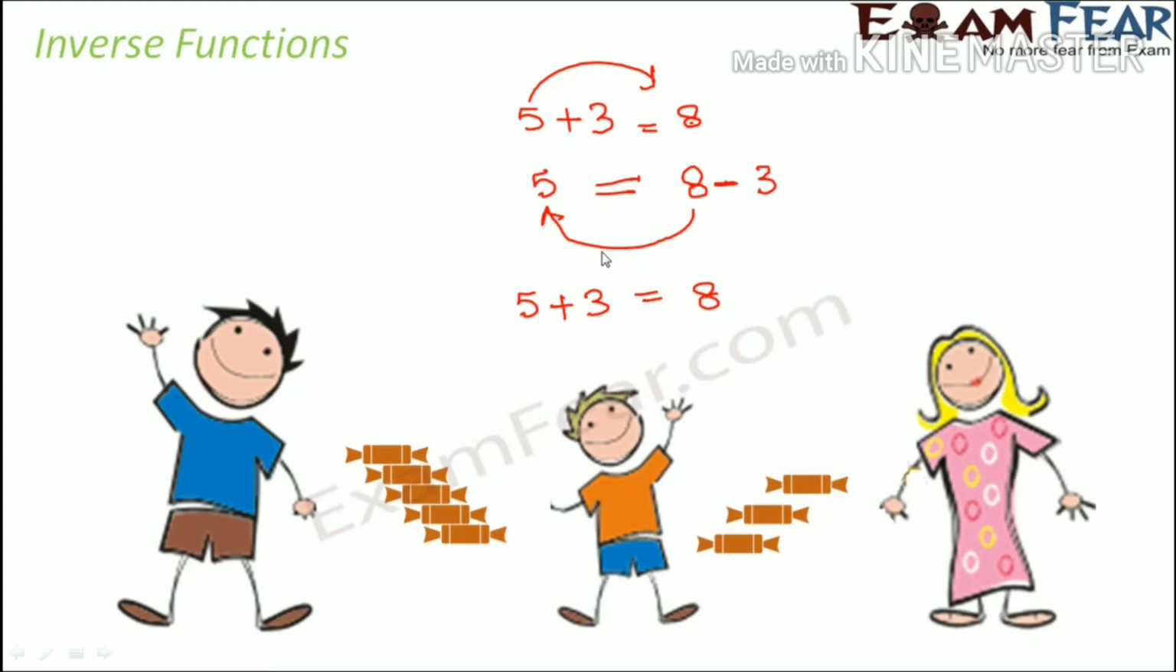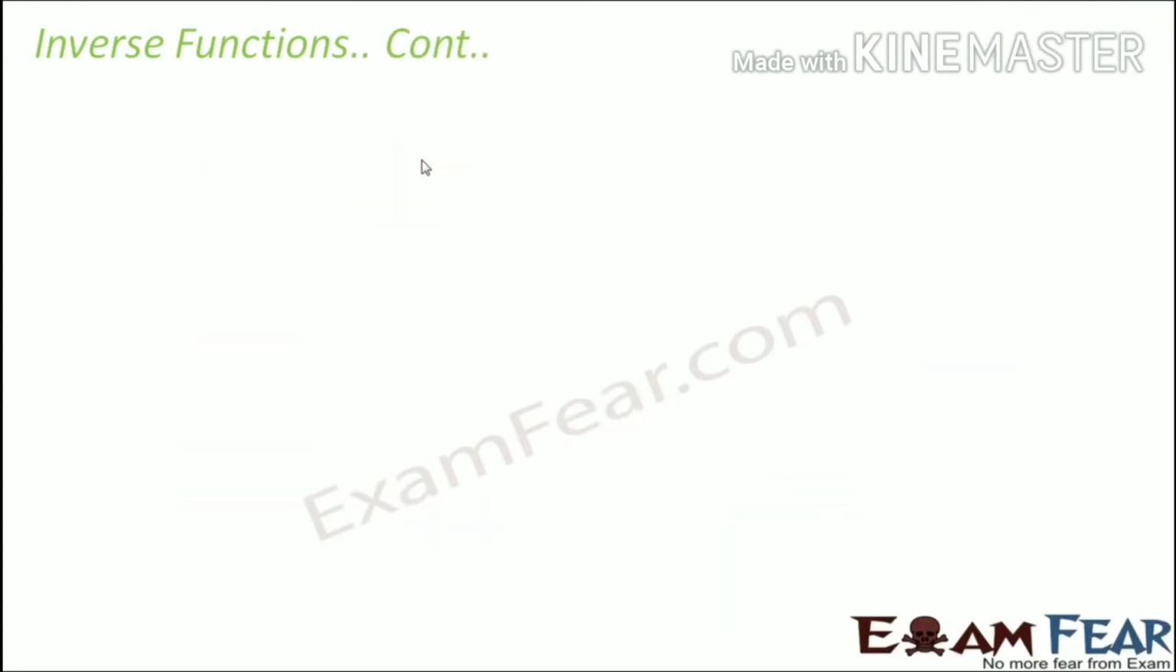So what do you see? You see that addition and subtraction, they are inverse functions. So if you want to get 8 from 5, you add 3. But if you want to get 5 from 8, you subtract 3. You deal with the same number, you are still dealing with the number 3, but instead of adding, you are subtracting it. So that is why we say that addition and subtraction are inverse functions. I hope you understood the concept of inverse functions. Let us take one more example.